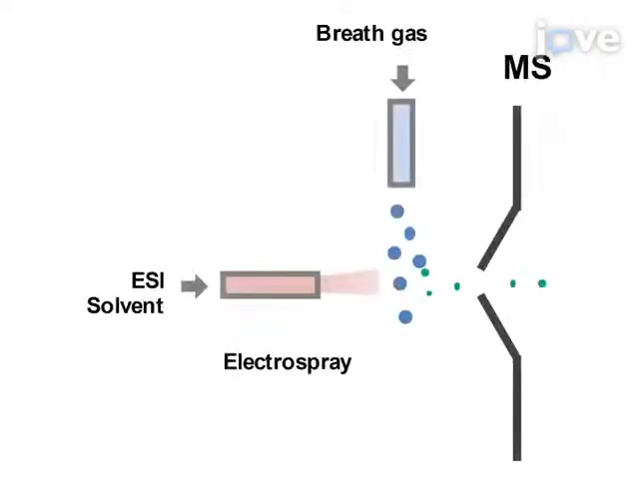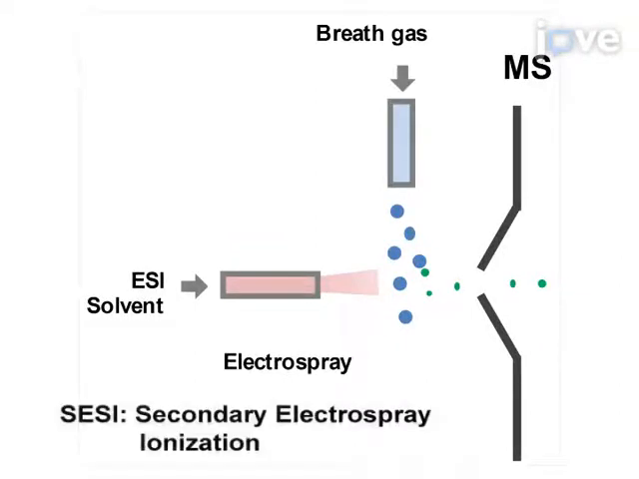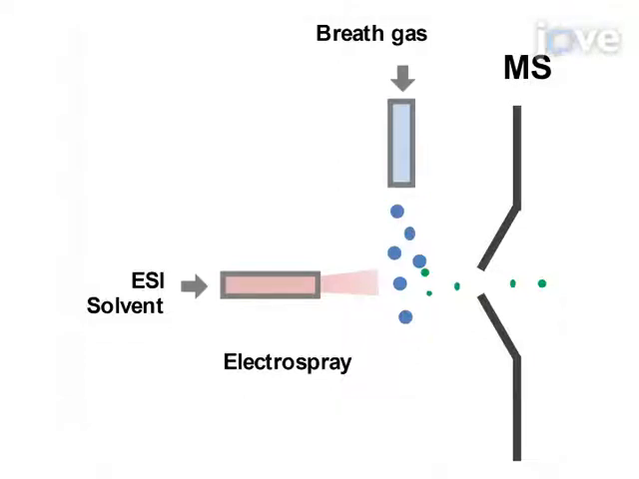To begin, set up a secondary nano-ESI source according to the secondary electrospray ionization process, in which breath gas is introduced to intersect an electrospray plume and ionized by the charged droplets. The sources built in individual labs depend on the mass spectrometer used.